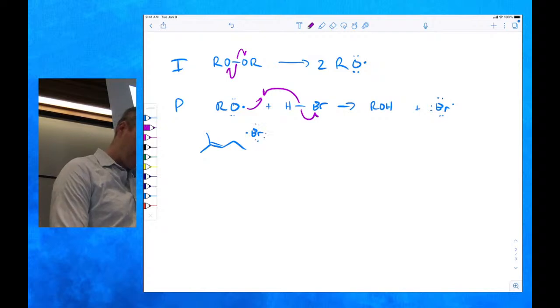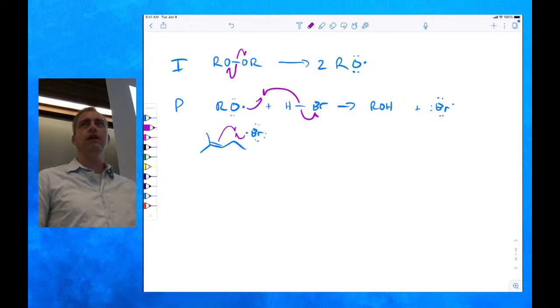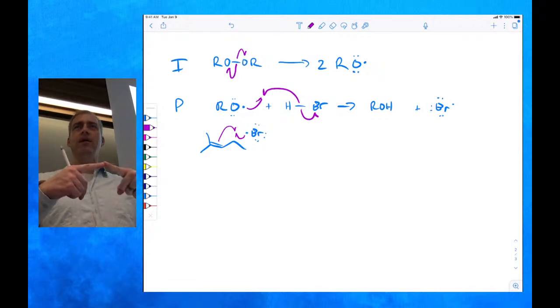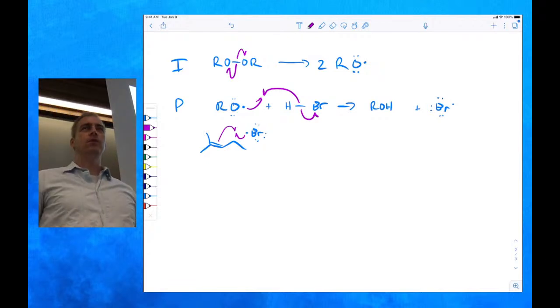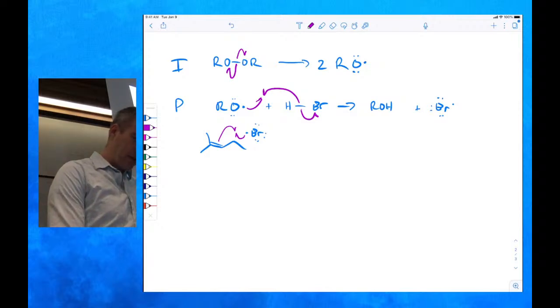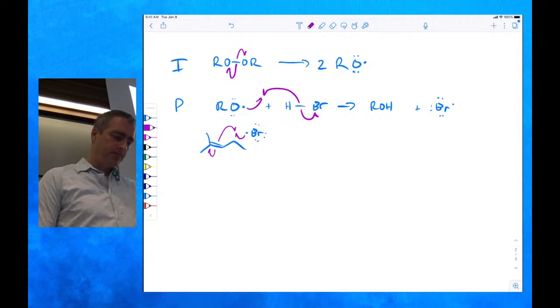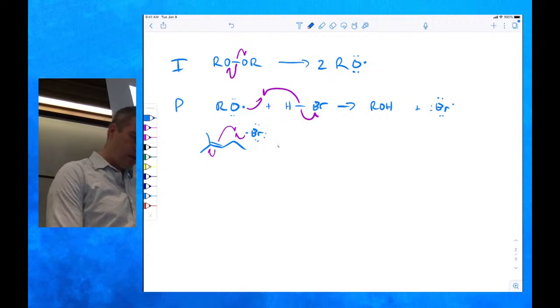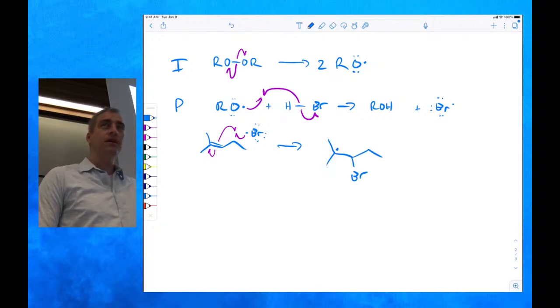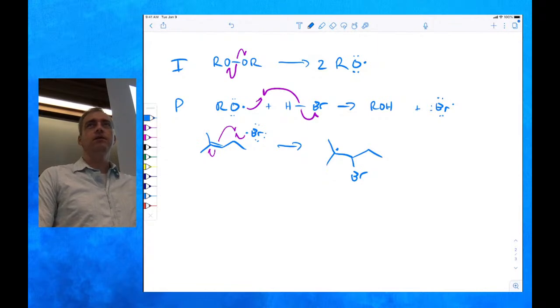And then what can happen is, see these two arrows kind of point at each other? They kind of meet in space. That means those two electrons pair, and wherever they came from, there's going to be a bond formed between those two atoms. There's two electrons in that pi bond, so the other one goes onto the carbon. And this produces this carbon-centered radical. So that's a propagation step because you start with a radical and end with a radical.